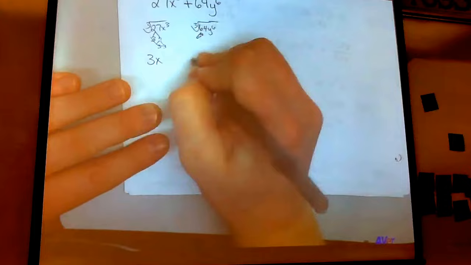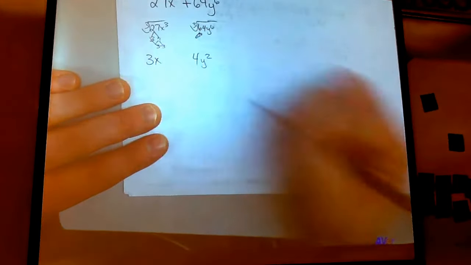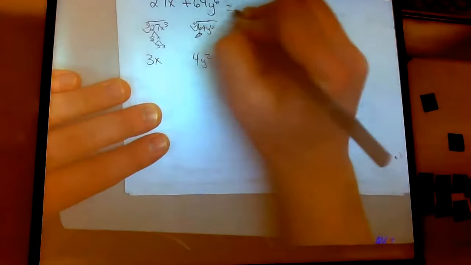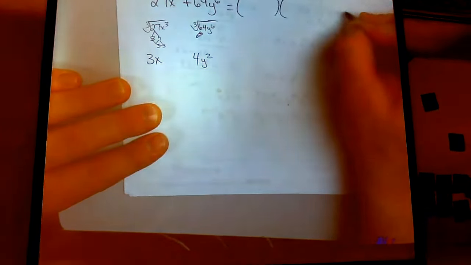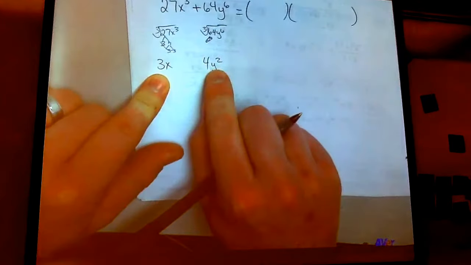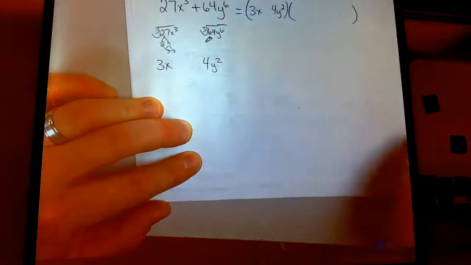The cube root of 64 y to the 6th: the cube root of 64 ends up just being 4, y squared, right? You understand that part? Okay. So then put down your little parenthesis and then your big parenthesis. These just go right there: 3x and 4y squared.